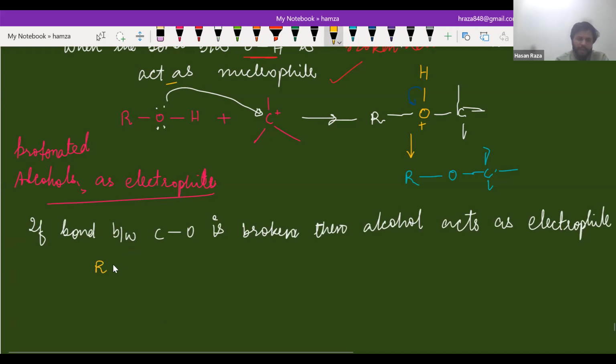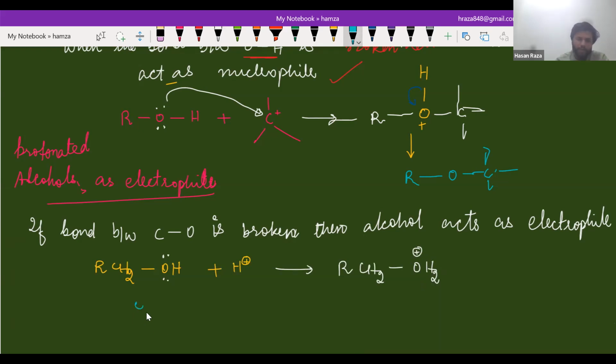First of all, we have to react this alcohol with a proton. That means basically there is an alcohol, you can see RCH2OH, and a proton. In order to make it protonated alcohol, we are going to react this alcohol with a proton. So you can see this has a lone pair which will attack this H plus, and it will basically be RCH2OH2 plus.